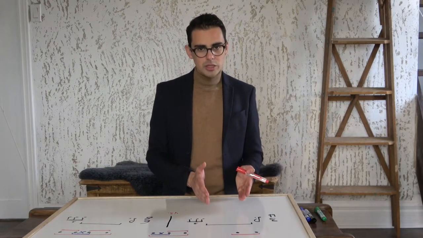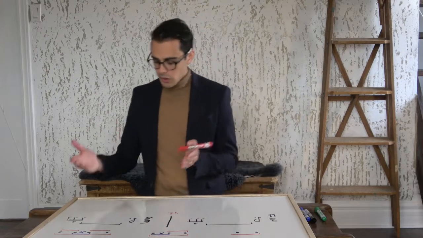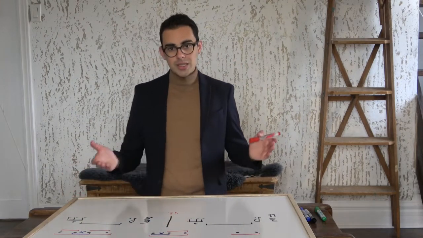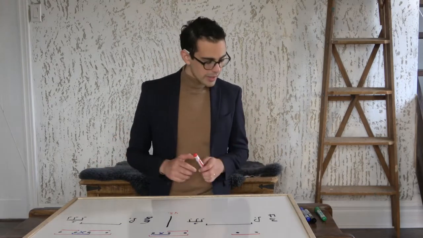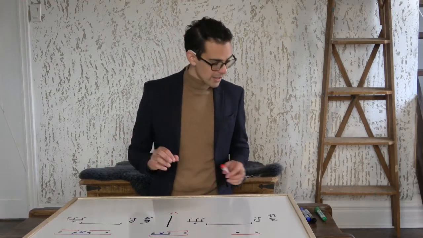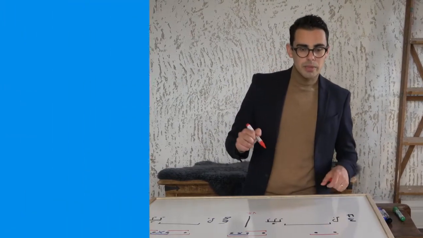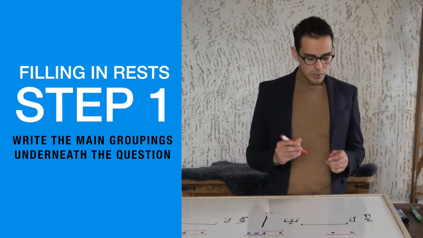I'm going to fill in the rests using our diagrams. Then I'm going to come over here and fill in the rests in a bar of 6/8, and you're going to see just how different they are despite being the same length. Okay, so step 1 to filling in a meter is to write the groupings underneath.